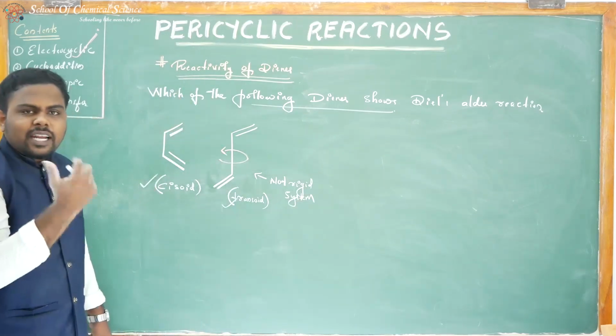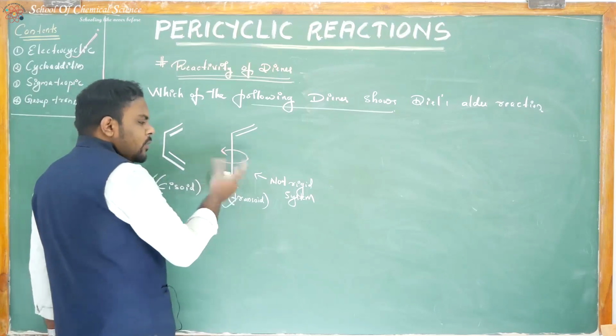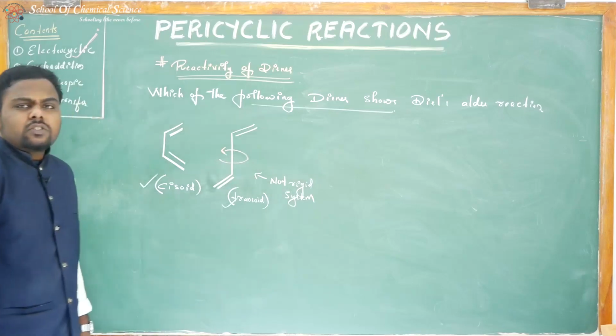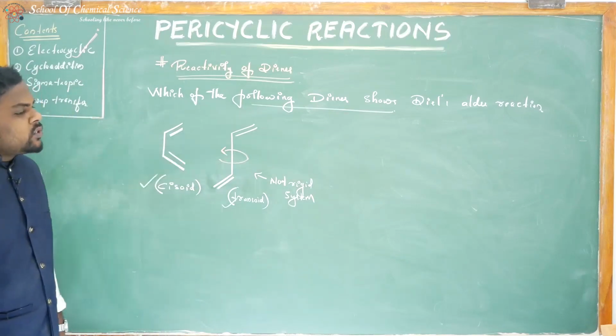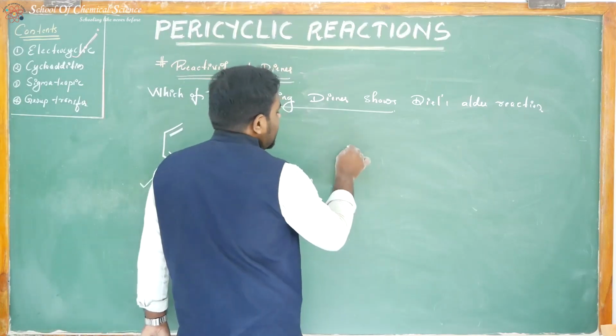So carbon-carbon rotation is possible. At every fraction of a second, this bond is rotating. So this transoid form is converted into the cissoid form, and this will also show Diels-Alder reaction.